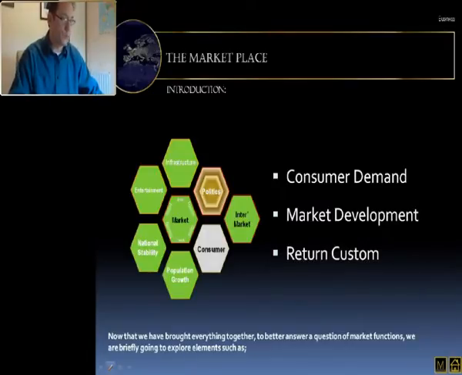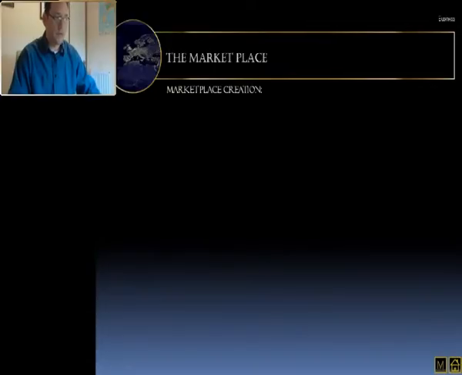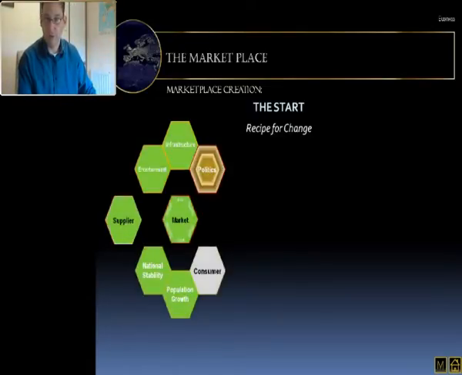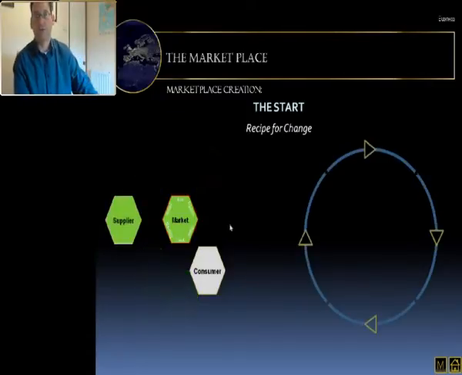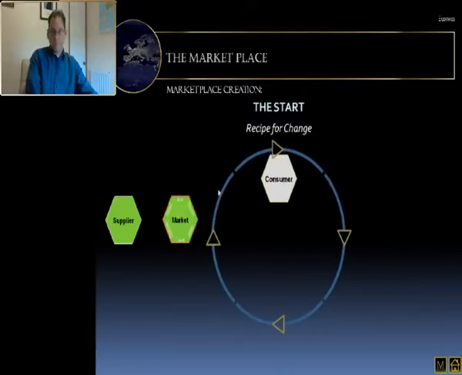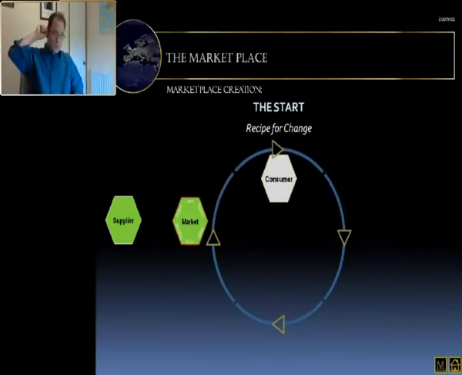All right then, moving on. So we can juggle things around a little bit. So let's do that. A recipe for change, marketplace creation, the start. So we've got our previous model, but this time what we've done, we've changed it to supplier. And what we've done is we've reduced some of the other components. Let's start integrating them. Marketplace takes the center, consumer being top, supplier being the bottom.